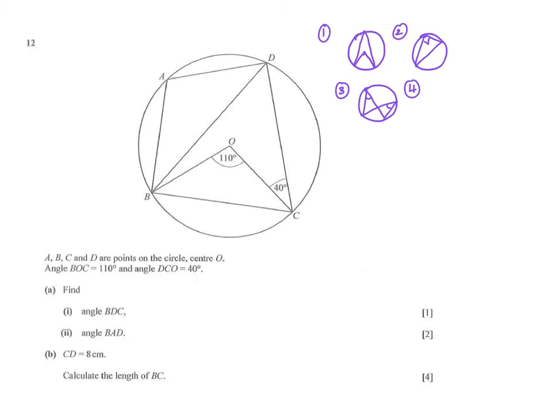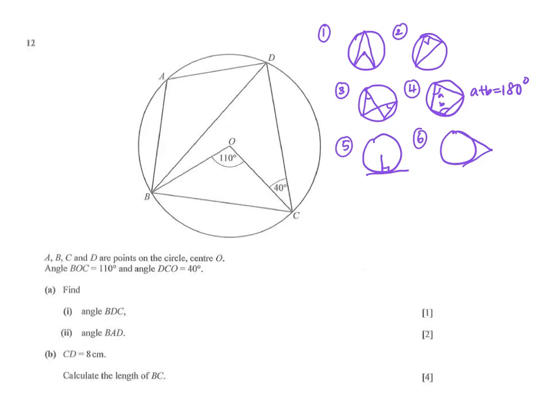Number 4, we have angles in opposite segments. We look for a cyclic quadrilateral, where the opposite angles A plus B will add up to 180. Number 5, tangent is perpendicular to the radius. Number 6, a spin-off from the tangent: tangents from an external point are equal. So I can look for an isosceles triangle or a quadrilateral. Okay, so we have 6 different properties to choose from.